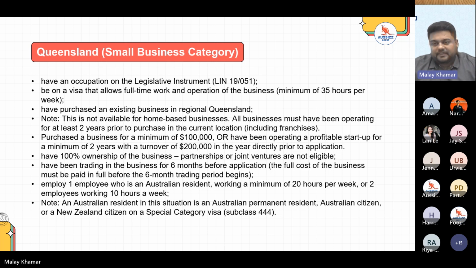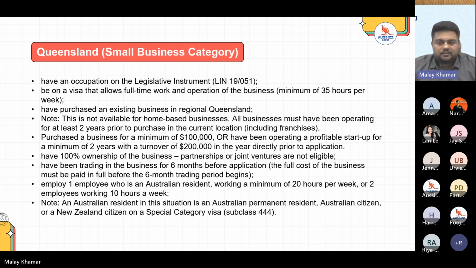One is the existing business. If you're buying an existing business which is 2 years old, is in a Queensland regional area, and has been operating for the last 2 years, you can purchase that business and run it for the next 6 months, and that makes you eligible for the subclass 491 visa in Queensland.